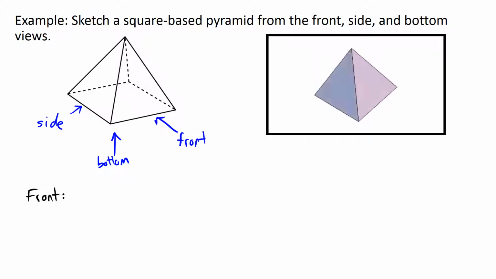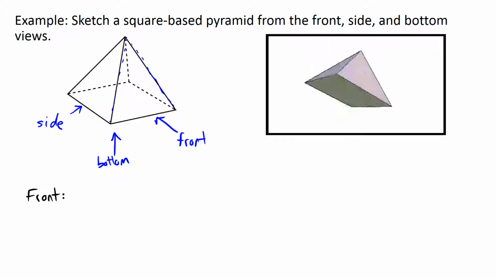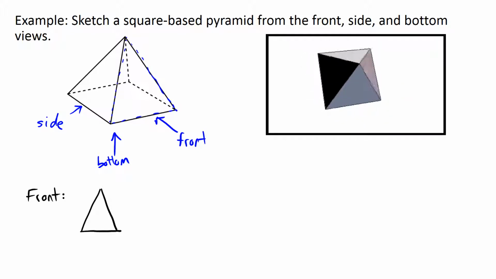What does it look like when viewing from the front? Well, you can probably see that all we can see when viewing from the front is going to be this triangular face. And it's a slanted face, but when viewing from straight on, it's just going to appear as a triangle. So that's our sketch of what it looks like from the front view.